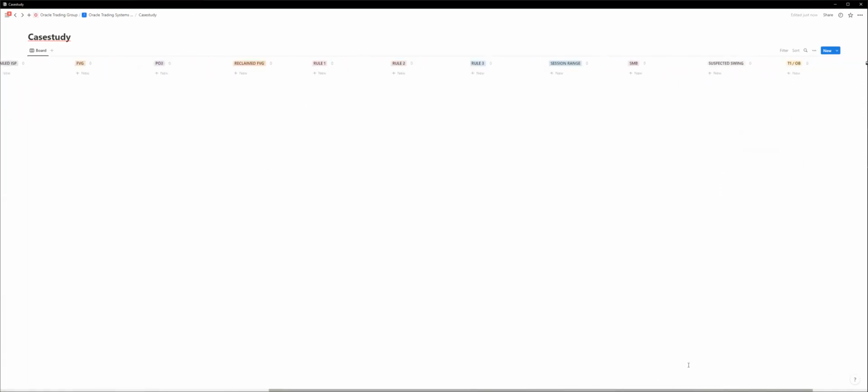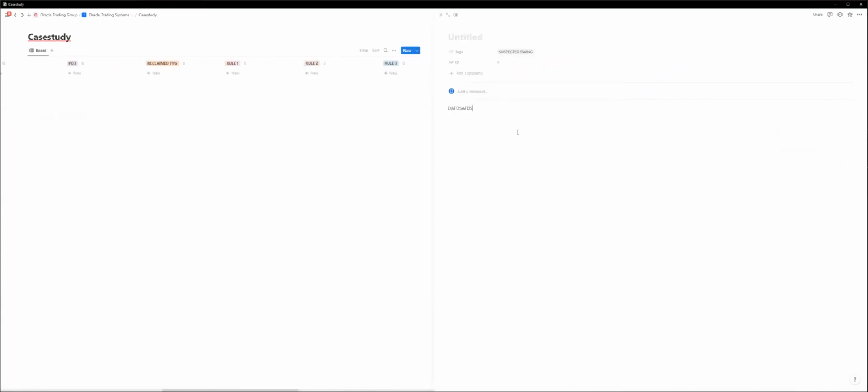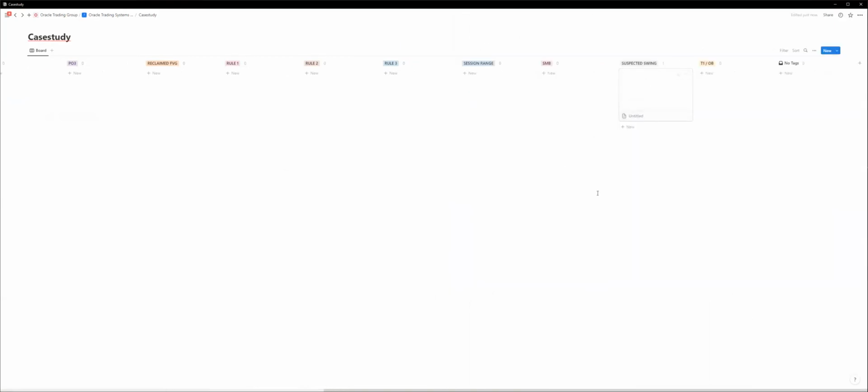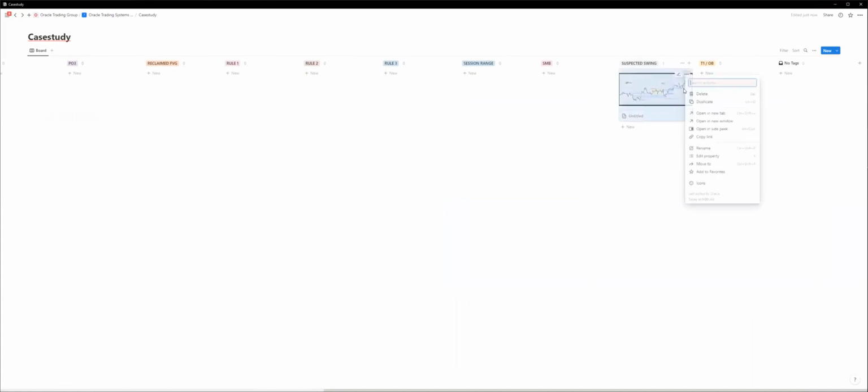So anytime that you put a case study in, you just come in here and you click if you want a case study that's related to just one thing or multiple things. It'll automatically apply the tag. You open this up, you type it in, you put your screenshot in, suspected swing here, and you're going to have it pop up over here, okay? Now you're going to have all your concepts like this. All right.